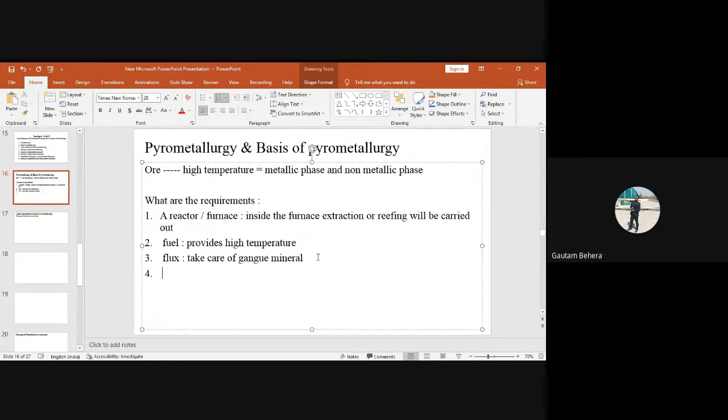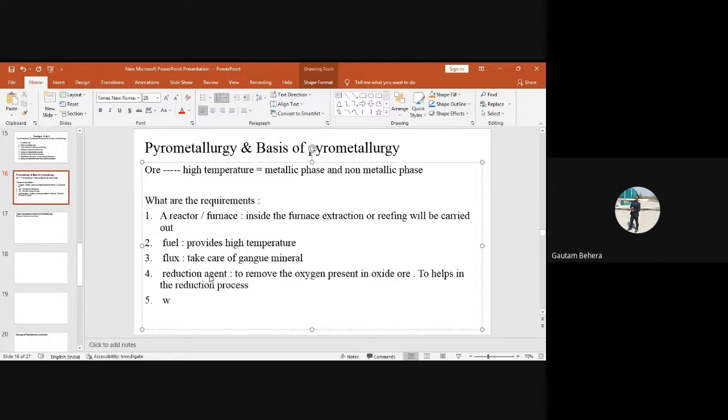And we also need a reducing agent. If you remember, in the previous lecture I told you about the reducing agent. Sometimes the reducing agent and fuel are the same. The material which behaves as a fuel will also behave as a reducing agent. So the function of the reducing agent is to remove the oxygen present in the oxide ore, right? Or it helps in the reduction process.